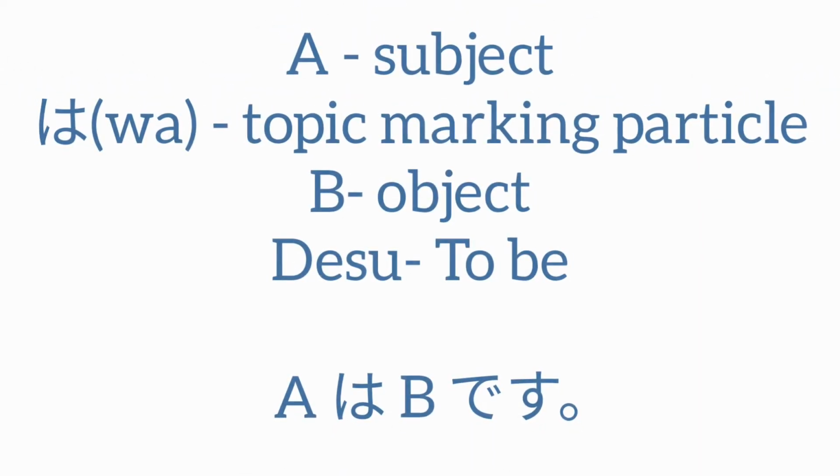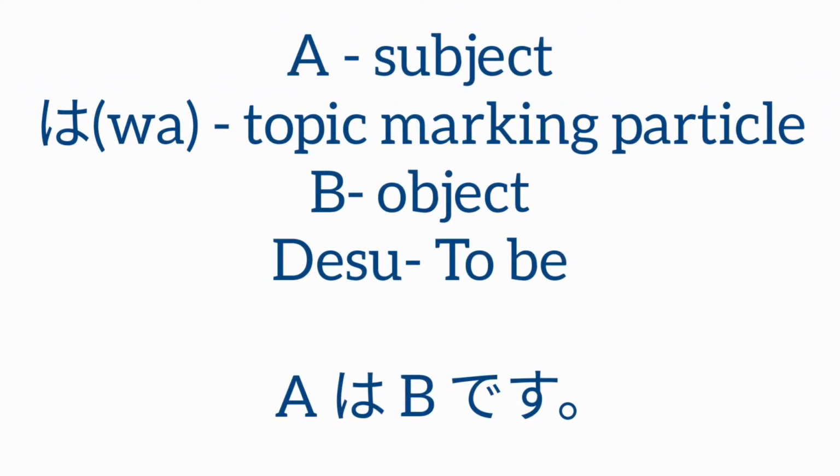In here, A is the subject of the sentence. Wa is a Japanese particle. We call wa a topic marking particle. I'll teach you particles one by one later on another episode. Next, you can see B. B stands for the object of the sentence.